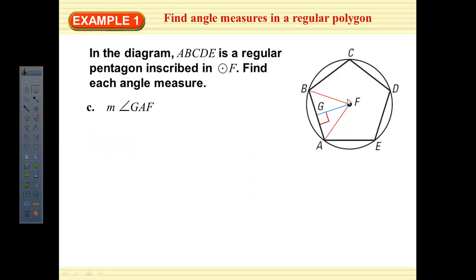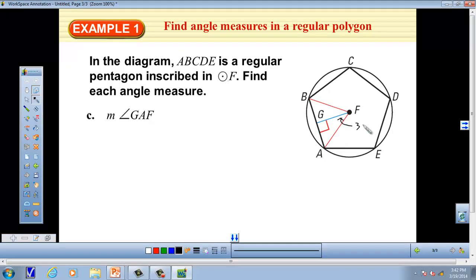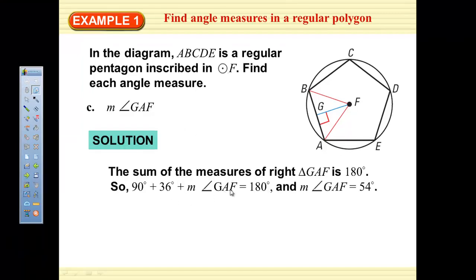For this next one, we want to find GAF. Remember that we just stated that this was 36 degrees, and since these two angles add up to 90 degrees, we can say that this angle GAF is going to be 90 minus 36, or 54 degrees. Okay? And they did it the long way, but remember these two add up to 90, so that makes this 54.